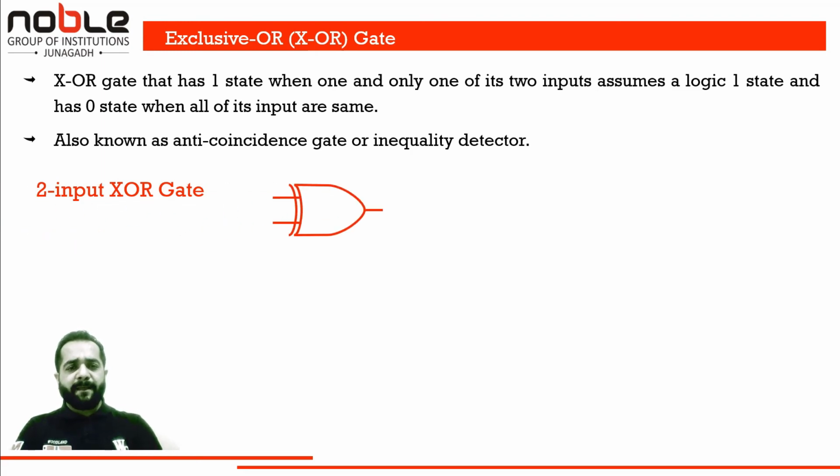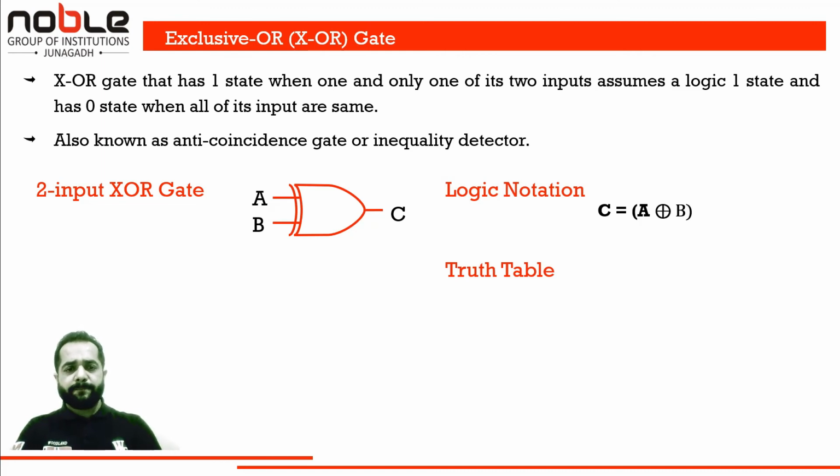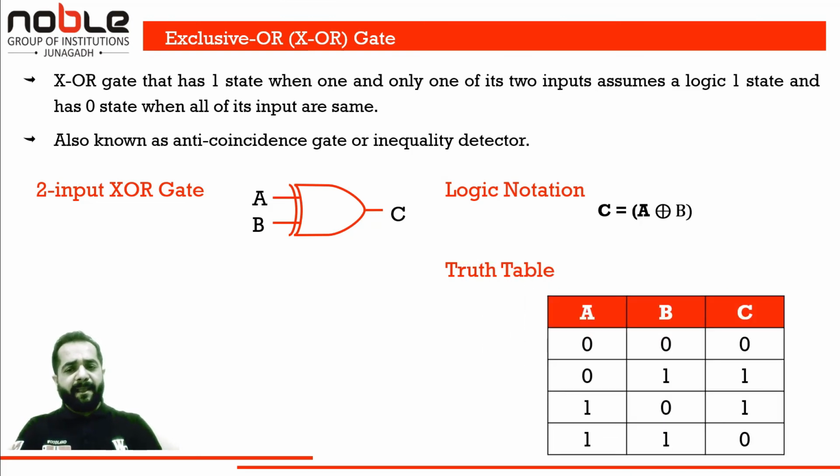It is the symbolic representation of the XOR gate. It has 2 inputs, one is A and the second one is B, while the output is C. The Boolean algebra or logic notation of the XOR gate is C equals A plus B, with a circle around the plus. The truth table of the XOR gate is shown here. A is 0, 0, 1, 1, B is 0, 1, 0, 1, C is 0, 1, 1, 0.